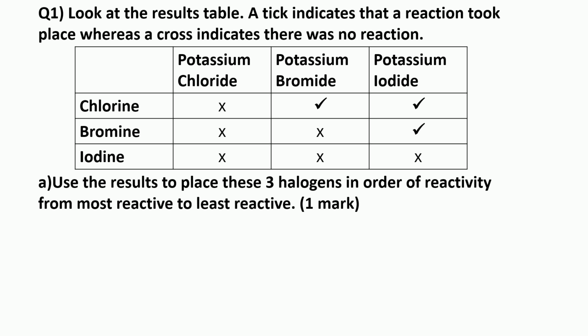So we can see that chlorine reacts in two of the reactions, bromine reacts in one of them, and iodine doesn't react at all in this case. So the order from most to least is chlorine, bromine, iodine.